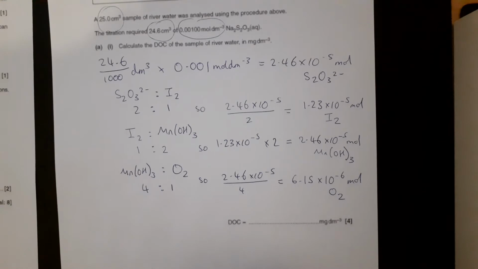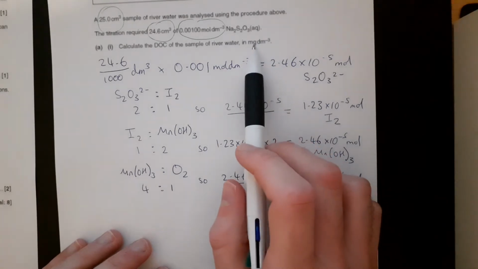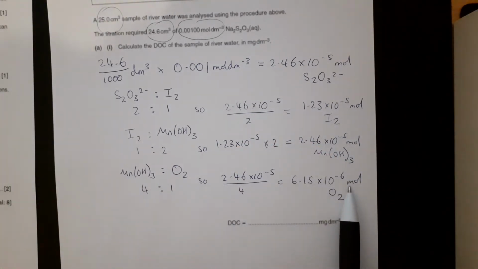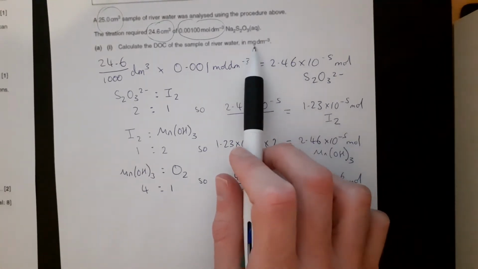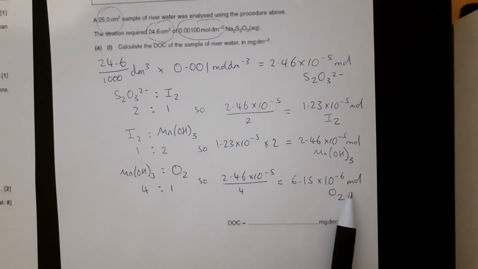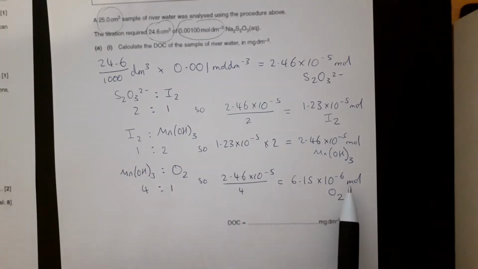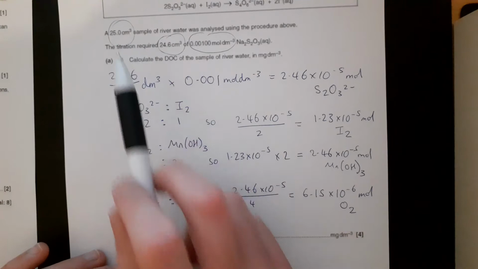Here, what can we do here? So we want to work out the concentration in milligrams per decimeter cubed. Okay, so if we've got the moles, this is concentration, isn't it? So if we want to get concentration, we just do moles divided by volume. Okay, and that will give us concentration in moles per decimeter cubed, and then we can convert that into milligrams. So the volume was 25, right? So we can divide by that.